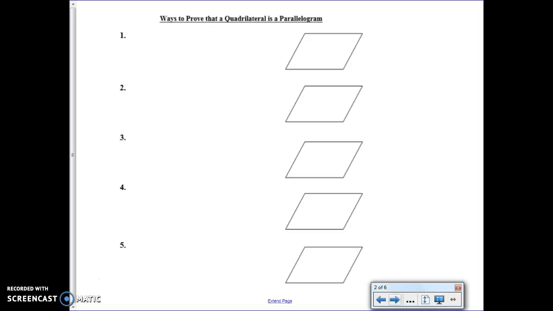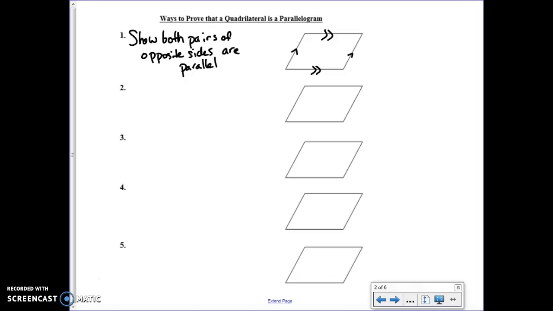The first one is going to be to show both pairs of opposite sides are parallel. This one should be fairly obvious because that's our definition of a parallelogram. So in showing that, we would see the arrows on the sides, double arrows on this side to show these two are parallel to each other.